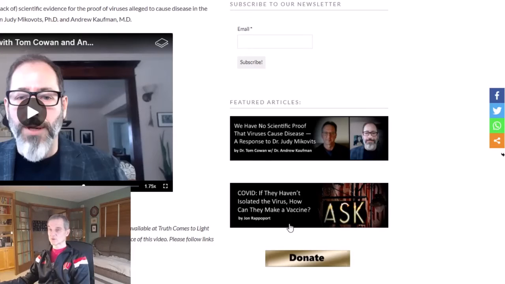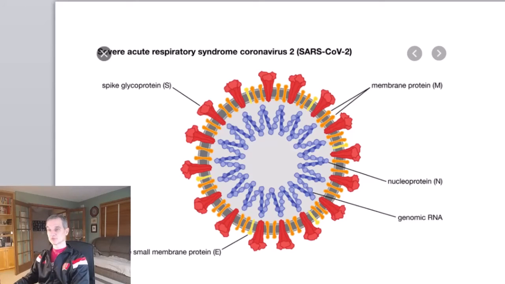But the second question that's posed in this link, if they haven't isolated the virus, how can they make a vaccine? This is a more interesting question, and I'll try to address it because it's kind of important to understand in the context of how these new vaccines are made, why we don't have to isolate the virus in order to make a vaccine.